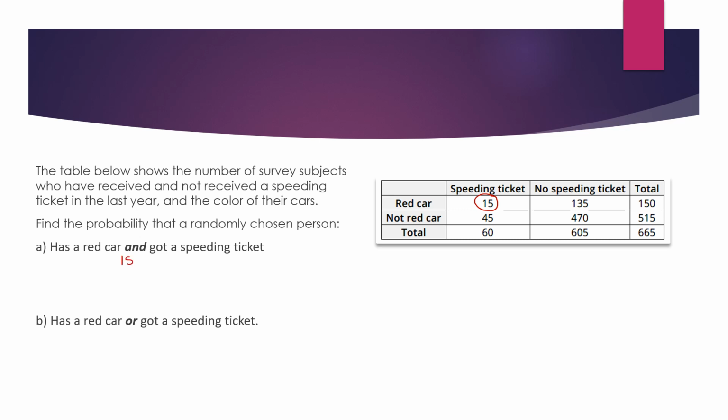So we're going to go 15 out of 665, and both of those are divisible by 5. 5 goes into the 15 3 times. 5 goes into 665 133 times. So there's our answer for that one. Depending upon how they want it, they may want you to divide that out and get the decimal. In that case, you wouldn't need to simplify first.